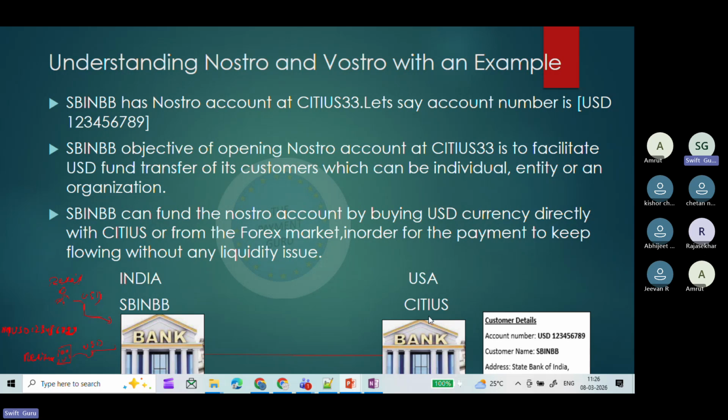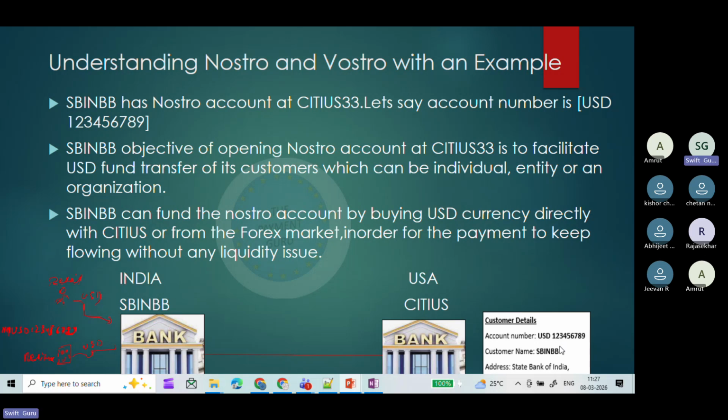CTUS Bank would have said that State Bank of India, since you have opened an account with us, you ensure that you maintain sufficient funds in this particular account and send out all the requests for your USD currency transaction transfers. I will ensure that they will be transferred, right? So CTUS Bank becomes a correspondent bank for State Bank of India in this case.